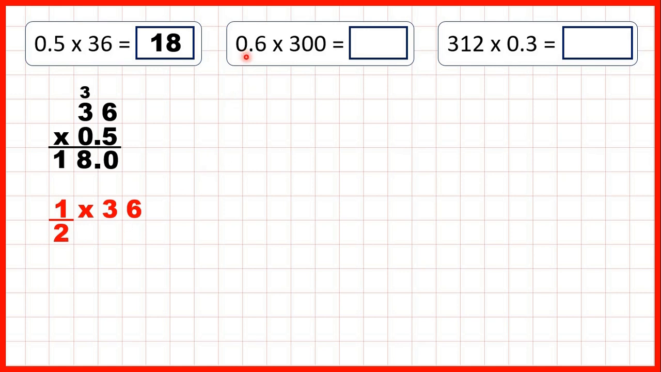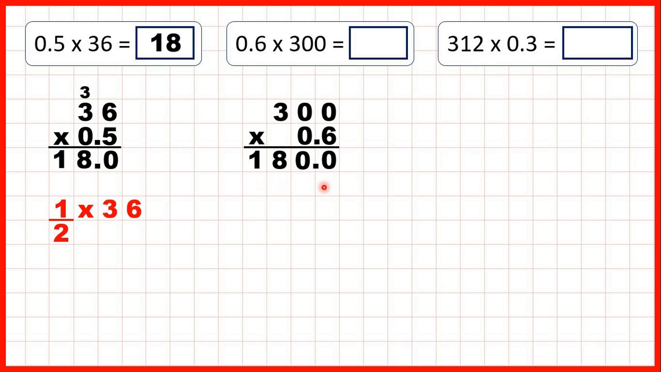Now we have 0.6 times 300, so we can write the 300 on top and the 0.6 below. Again, if there's one decimal place in the question, we need one decimal place in the answer, and now 0 times 6 is 0, 0 times 6 is 0, and 3 times 6 is 18.